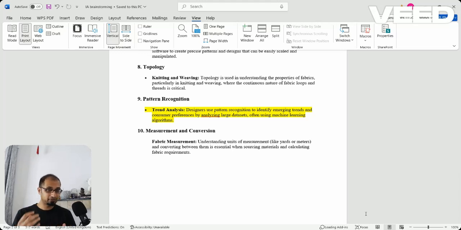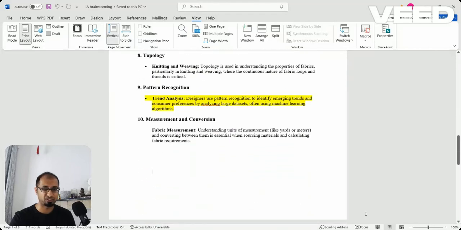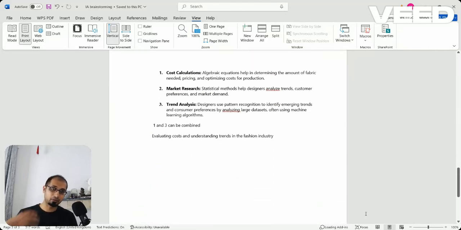So we took these three mathematical methods which we could use for the topic fashion, and then we said, okay, now we need to come up with that title. So how do we do that? We have cost calculation, market research, and trend analysis. Then we said that, okay, 1 and 3 can be combined. And then how do we combine that? So we started to write a statement which will try to envelop all these three math methods which we just saw here. So we ended up writing the following statement.